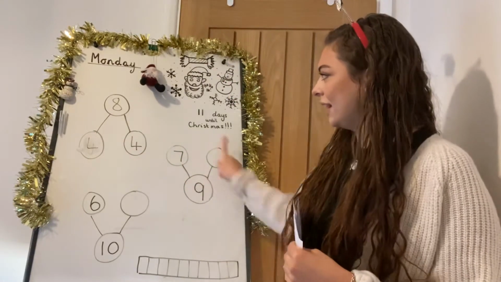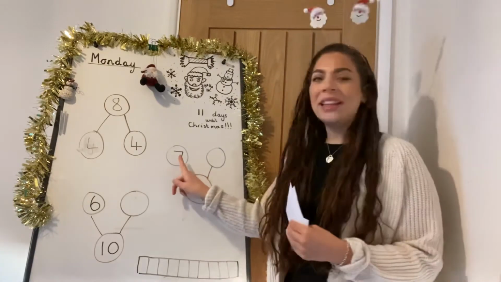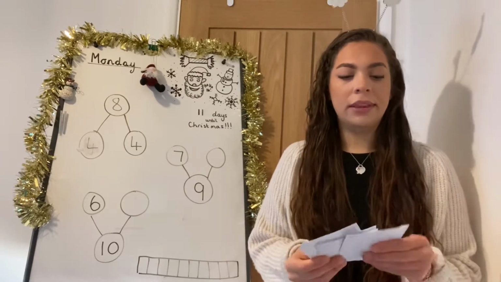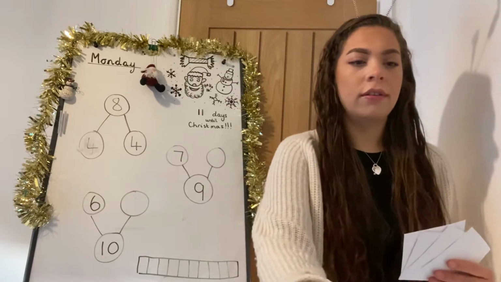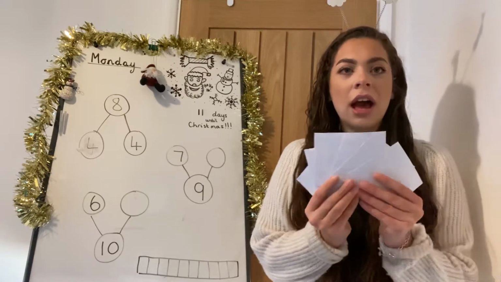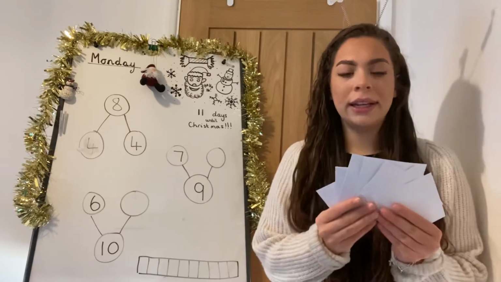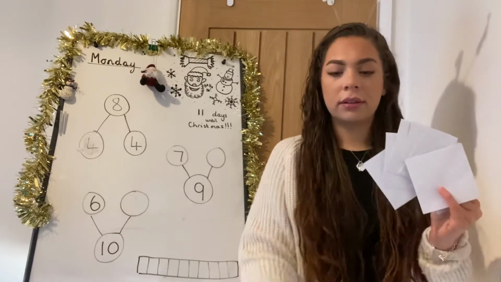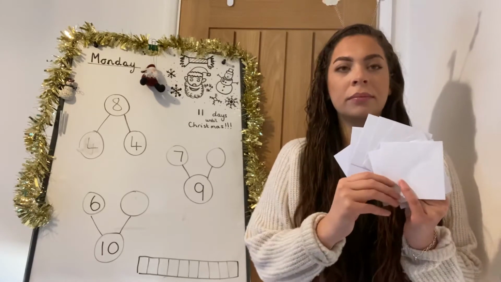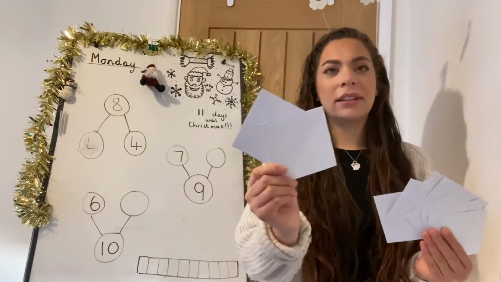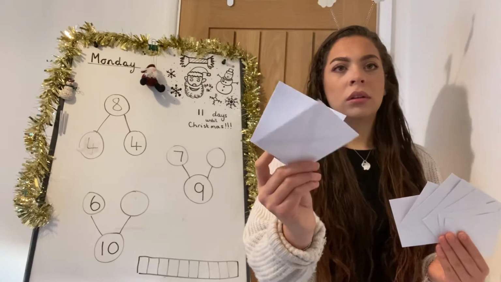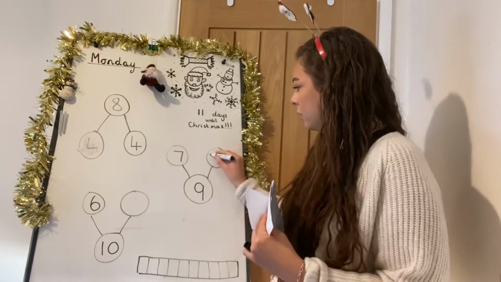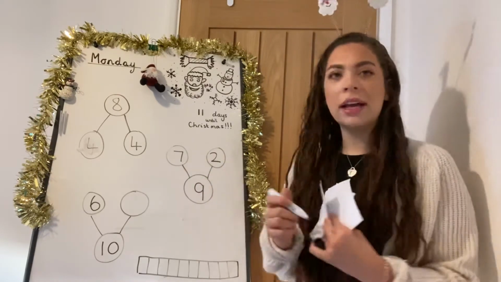Let's have a look at this one. Well, if I already know that 7 is one part, how many cards do I need to start with? I need to start with 7. 1, 2, 3, 4, 5, 6, 7. I've got 7 cards here. Let's count how many more we need to get to 9. 7, 8, 9. How many cards did I add on to 7 to get to 9? 1, 2. I added 2, so 2 is my other part. 7 add 2 equals 9.